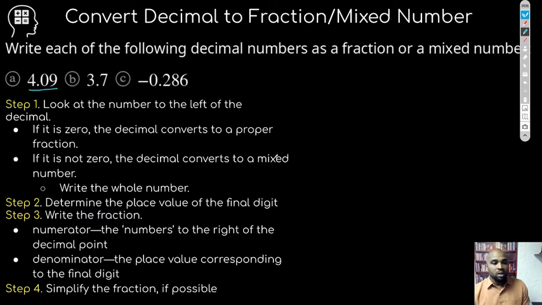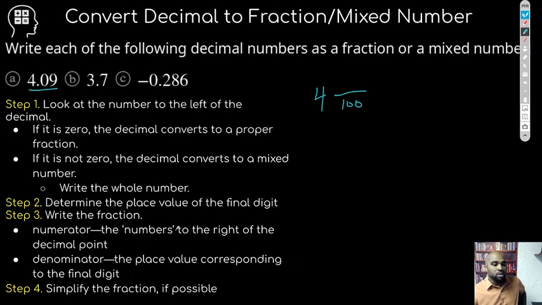So let's start with this one. Write the whole number if it's not a 0. So it's just 4, so I'm going to convert it to a mixed number. Then determine the place value of the final digit. It's the hundredths. And then write the fraction. So hundredths of a fraction is like that.